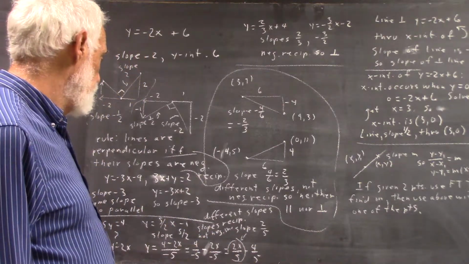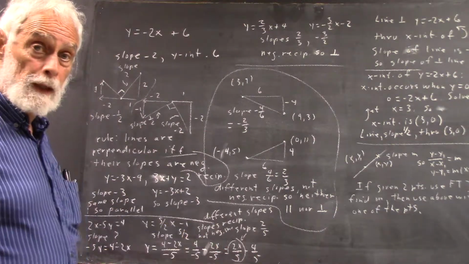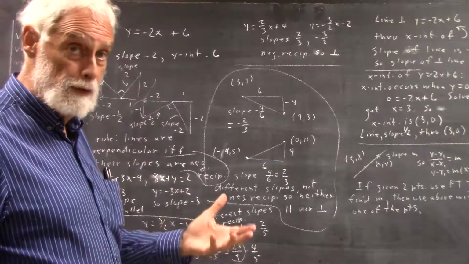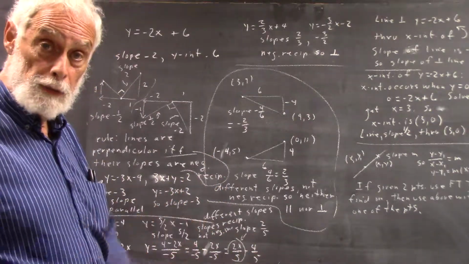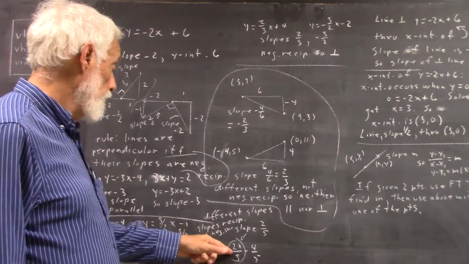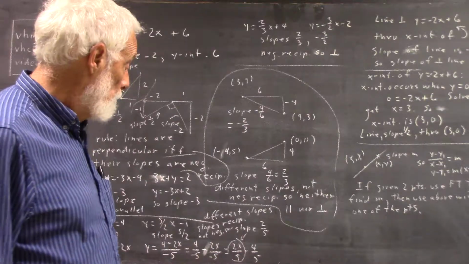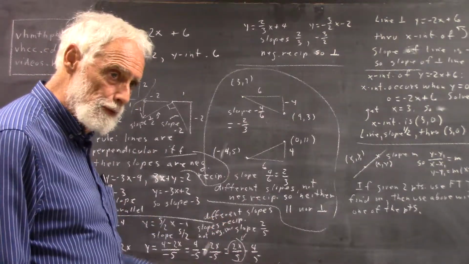So the slope is 5 halves here, it's 2/5 here. Does that make the lines parallel? Well, obviously not, because the slopes are different. Does it make them perpendicular? We've got that reciprocal thing. Well, we do. The reciprocal of this is this, and vice versa. But this isn't the negative reciprocal. So it's the reciprocal, but not the negative reciprocal.